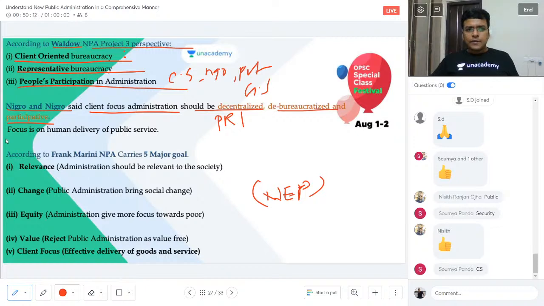Okay, and the focus is on humane delivery of public service. Education is a public service, health is a public service, security, safety, PDS, everything is a public service. So what is humane delivery? Humane delivery means those public services should be provided in a way that is beneficial to human beings of society. So the focus on humane delivery of public service means those services should be beneficial. People should get benefit out of the services provided by administration.